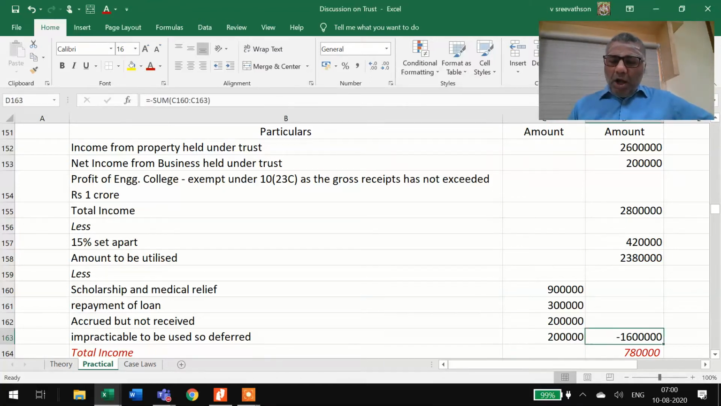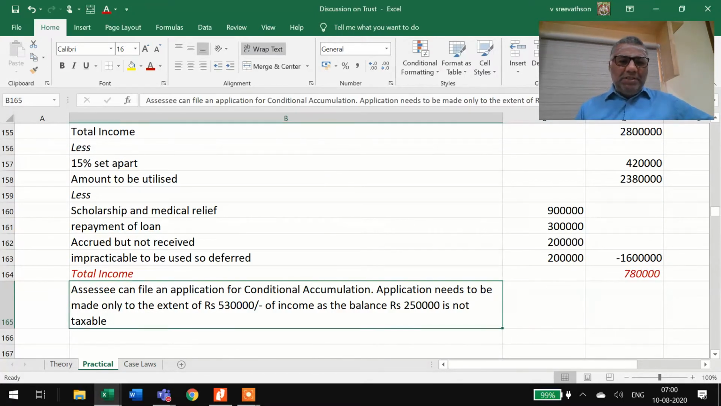So 7,80,000 is our income. The way to reduce is this. Assessee can claim conditional accumulation. That is, this amount is going to be set apart for capital activity. Application needs to be made only for 5/30 of the income, as the balance 250 is not taxable. Even in practical cases, I have seen people directly put whatever their income is as conditional accumulation. They need not up to 250. They are unwantedly conditionally accumulating. So this can be the only solution available.